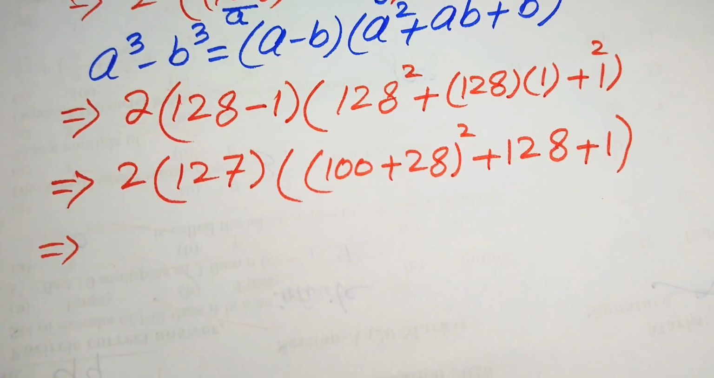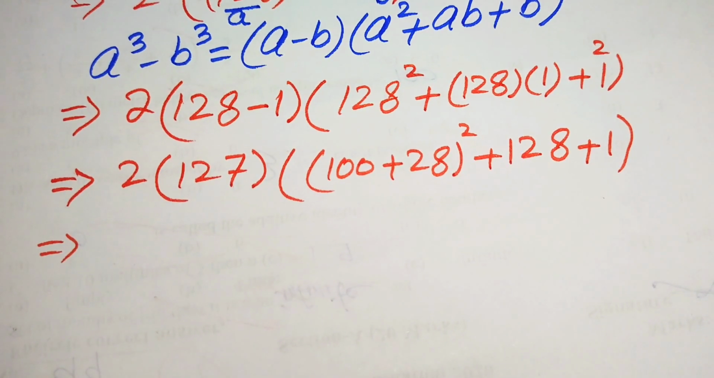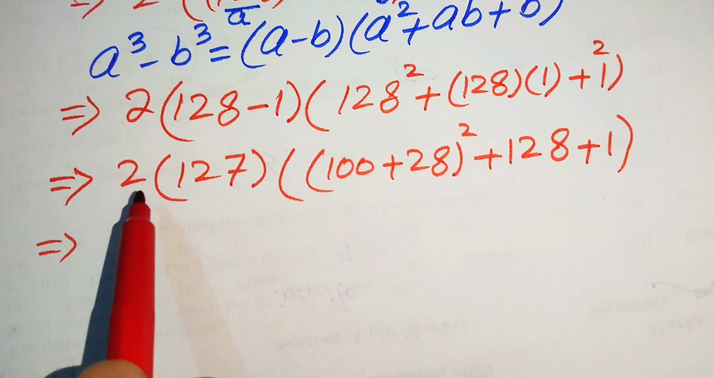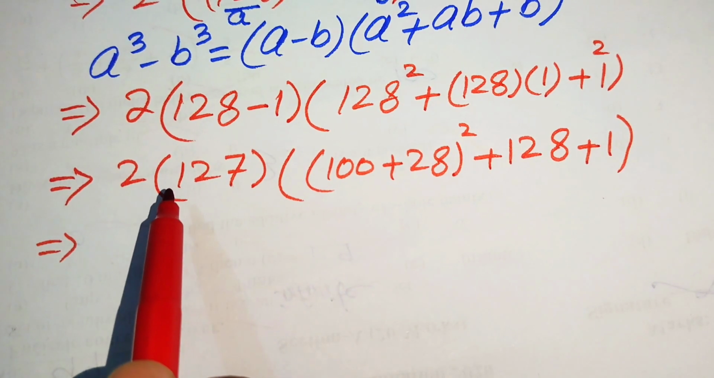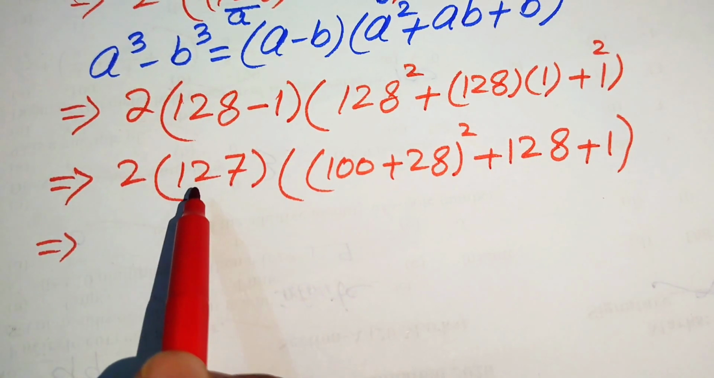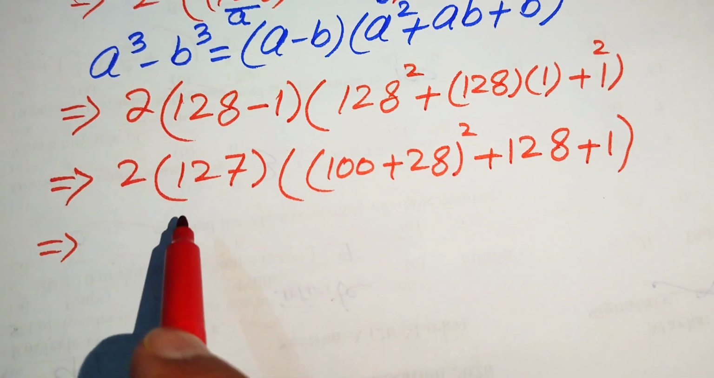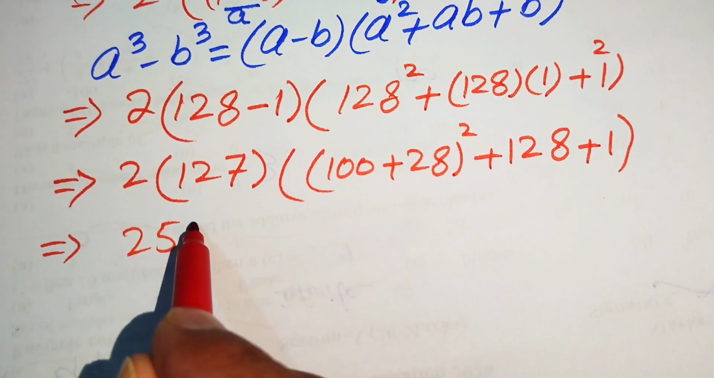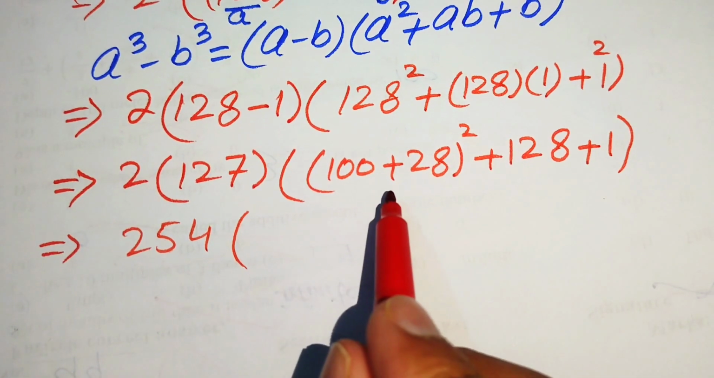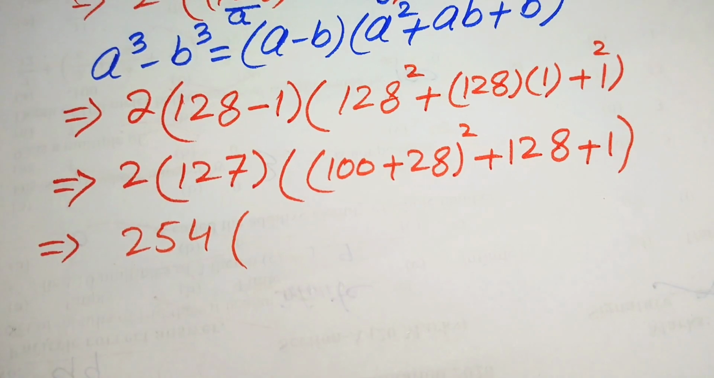So here you first multiply this 2 by 127. In this question we cannot use the calculator, or the calculator is not allowed in this question, so we just need this product. You can easily make the product of 2 times 127, and you easily get the value 254. So here we use the square identity, and we know about this identity.